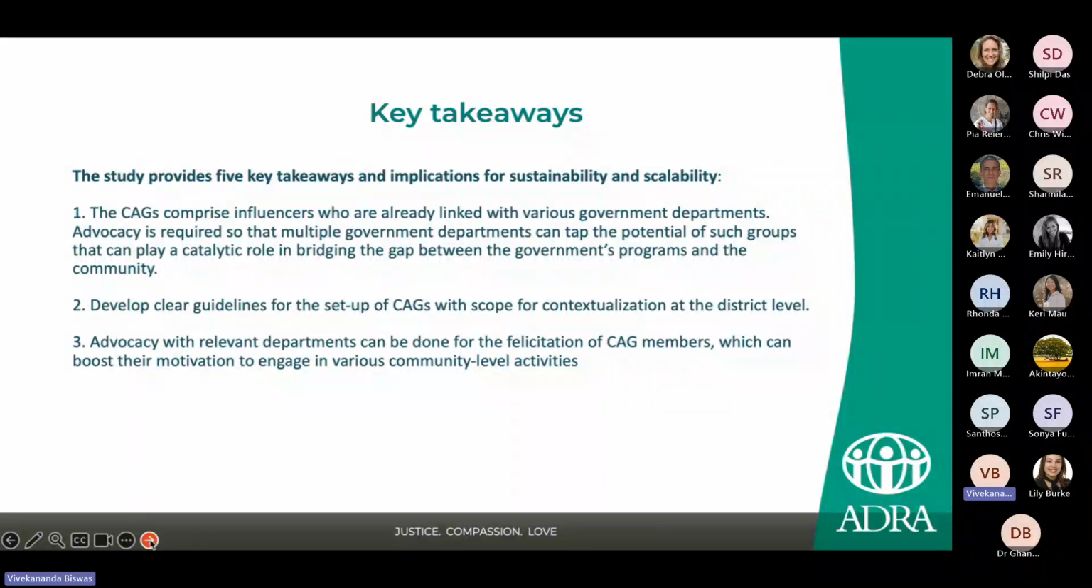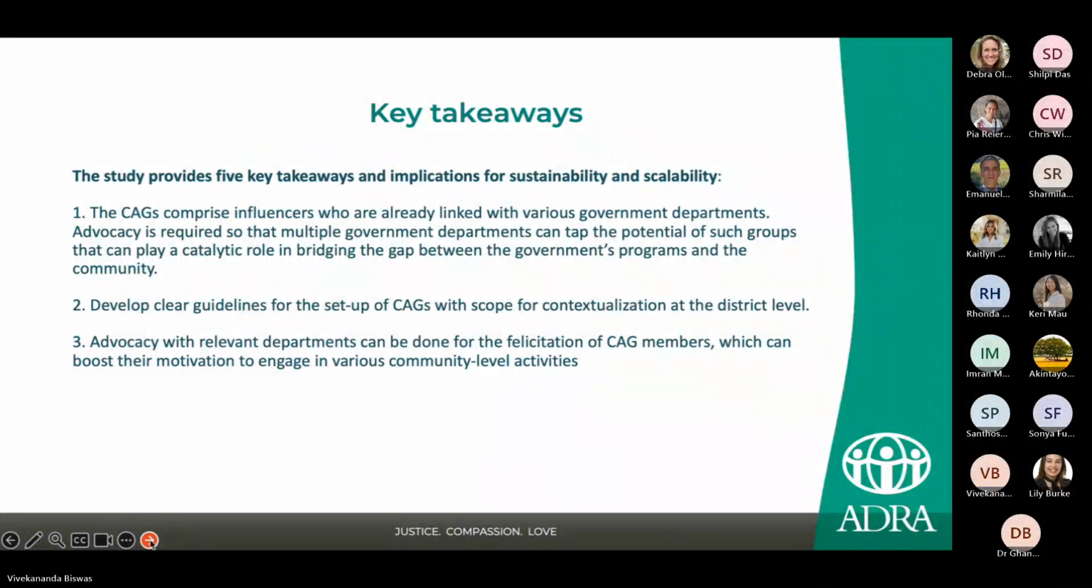So my last slide is the key takeaways. We have a few key takeaways. The first one is that the CAG comprises influencers who are already linked with various government departments. So strong advocacy is very much required, so that the multiple government departments can tap the potential of such groups. They know who the CAG members are, what kind of role they can play, and how they can bridge the gap between the service providers and the service receivers.